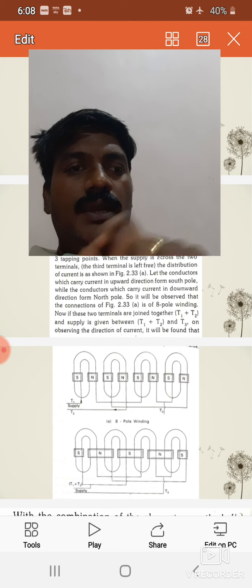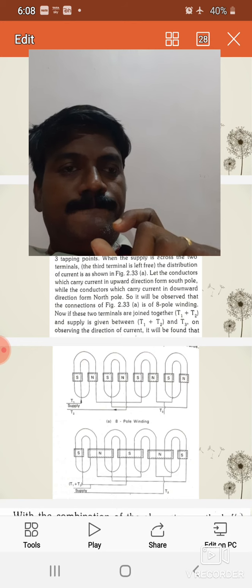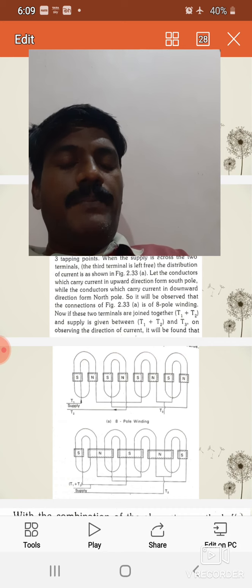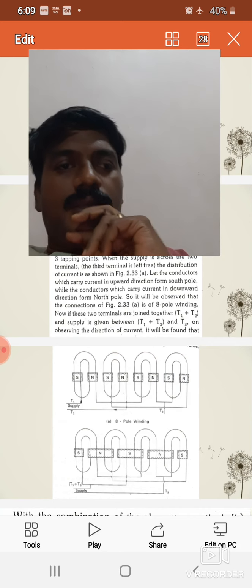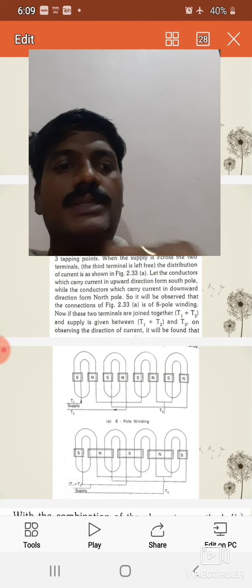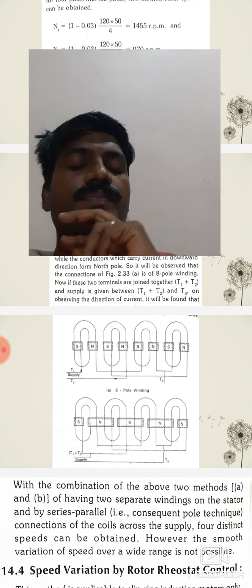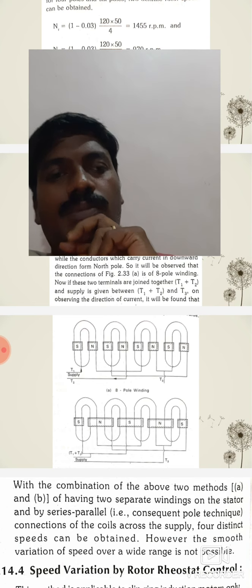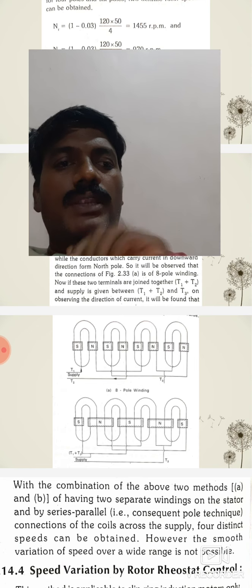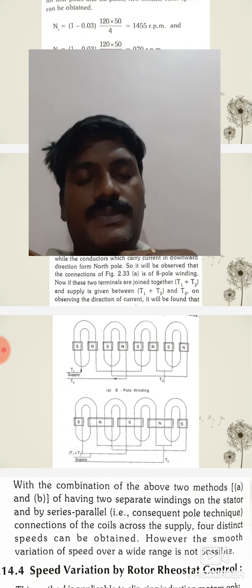In case of resistance, by inserting the resistance, what happens? Rotor losses increase. When losses increase, slip increases. When slip increases, speed decreases. Here you have to remember that by the rheostatic control method we get only below the rated speed. Then the second one is the EMF injected method. By injecting a voltage in such a way that it opposes the induced EMF, it decreases the induced EMF in the rotor circuit, right? Then we can get below rated speed.